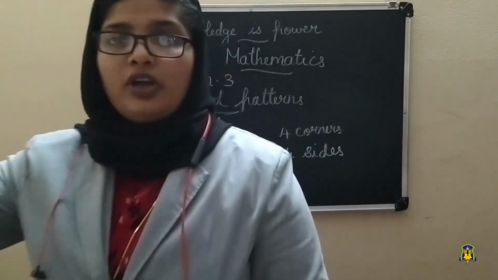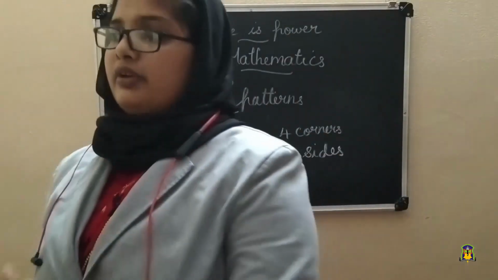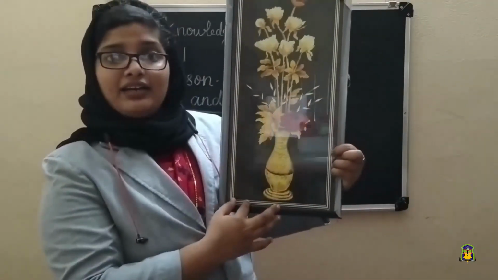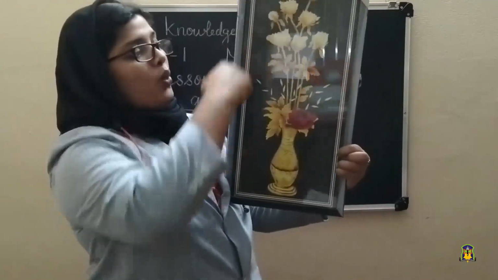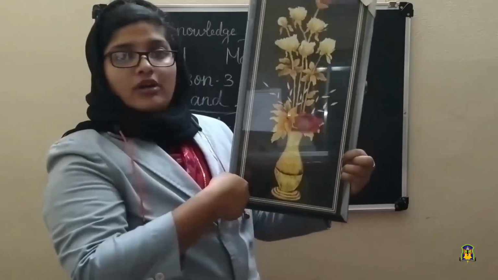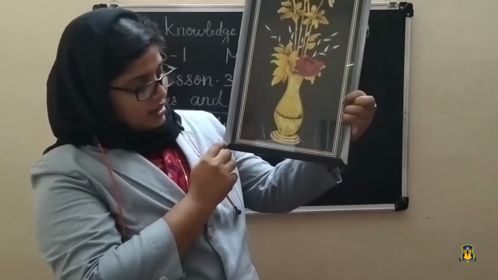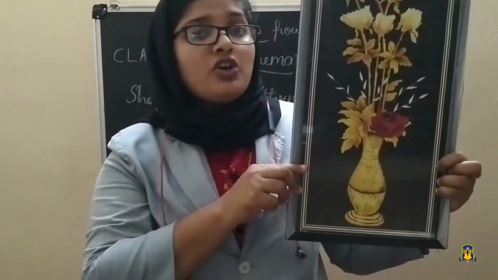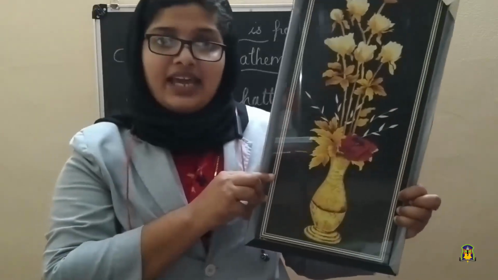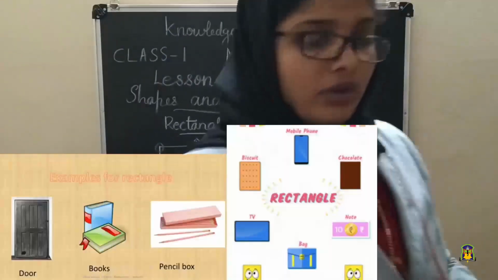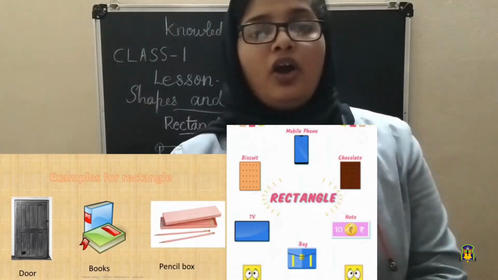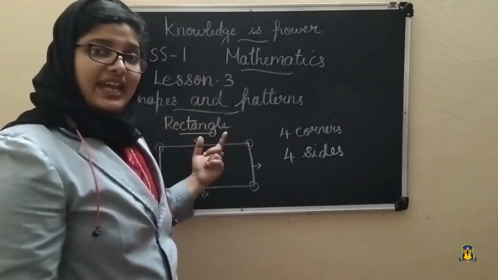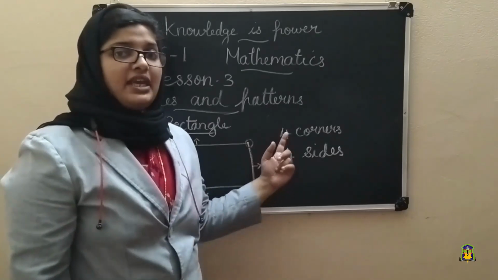Okay, so I will show you another example. Wait. Look here. This is a rectangle. How many sides are there? One, two, three, four. Then how many corners are there? 1, 2, 3, 4. Four corners. So, this is an example of a rectangle. You also look around you. You can see some examples also. Okay. So, all of you, say this: Rectangle has 4 sides and 4 corners.